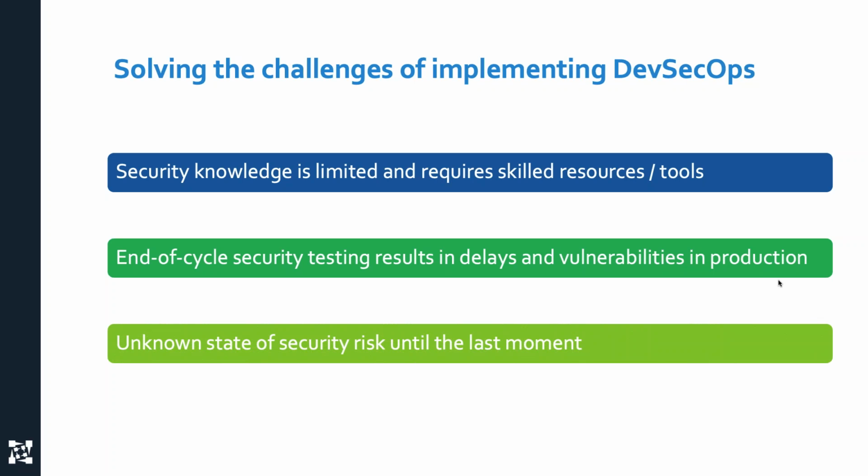And then lastly, the unknown state of security risk until the last moment. If I'm not able to give my management team the visibility that we have a problem and that we need to address the security issues, then they're not going to find out about it until the end. And that's not going to help you improve the process and accelerate your deliverables. It's going to increase your cost. It's going to reduce your time to market.